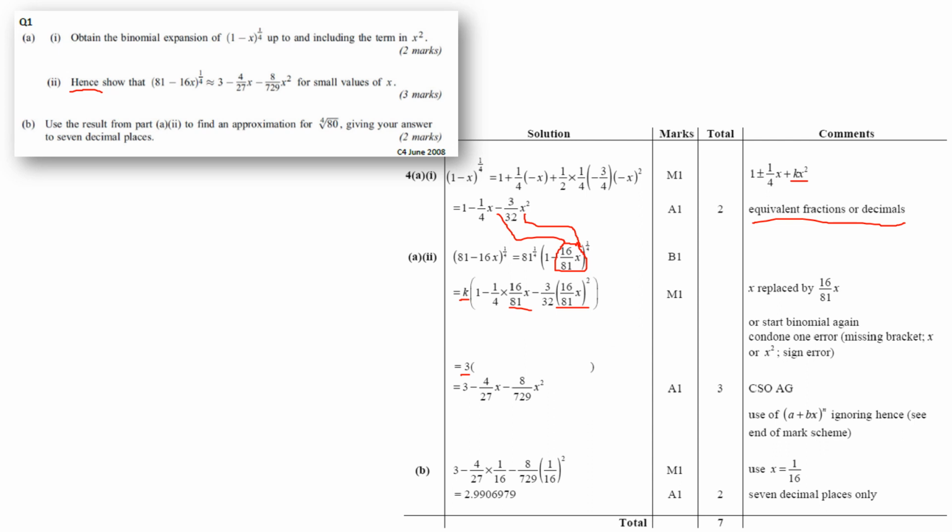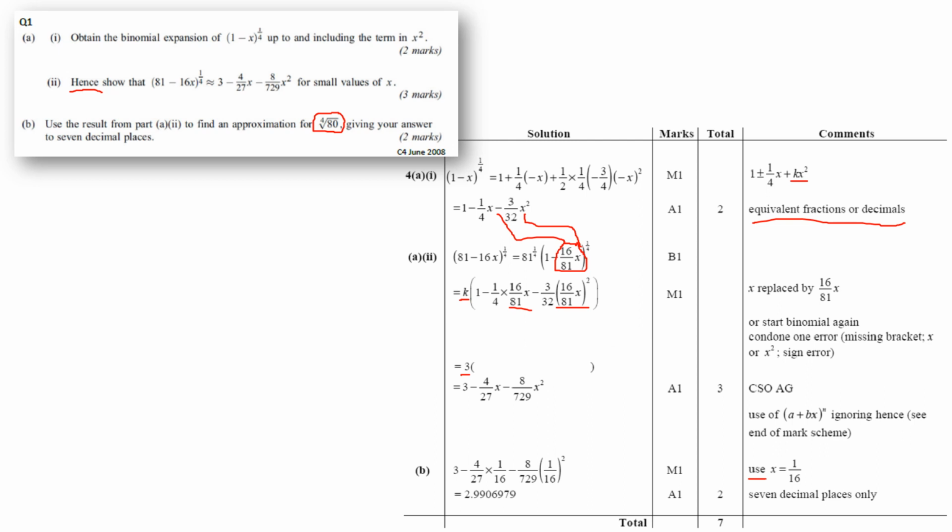81 minus 16x would have to be equal to 80, which means 16x has to be 1, which means x should be a 16th. And using x equals a 16th is how you get your first mark. It says use it, so not just writing it down, but actually making use of that value, substituting it into your binomial expansion. And they've just shown the right-hand side of the expression because it should be fairly clear that the left-hand side gives you exactly the thing you're trying to approximate, which is the fourth root of 80.